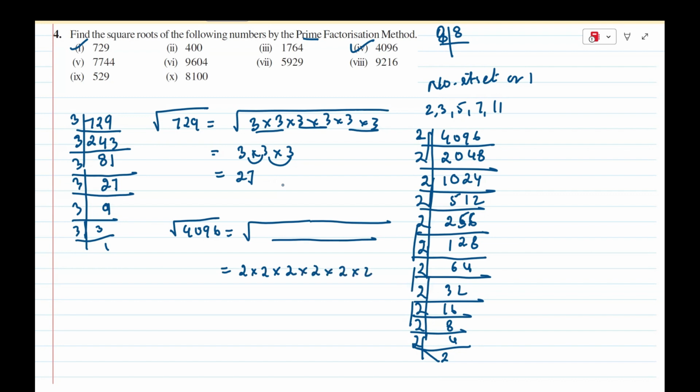So these are 6 because I got 6 pairs of 2's. 1, 2, 3, 4, 5, and the last one is 6. 2 2's are 4, 4 2's are 8, 8 2's are 16, 16 2's are 32, 32 2's are 64. So the square root of 4096 is 64. Let me do one more sum.